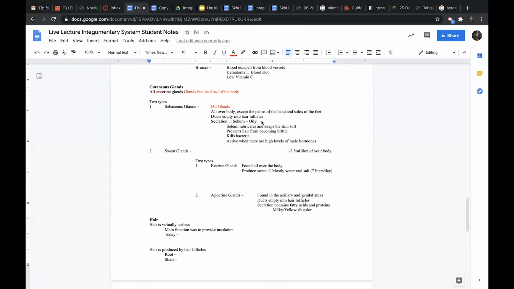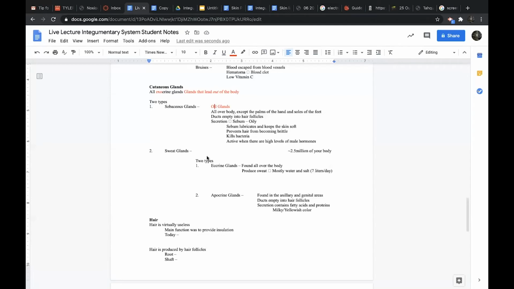But these oil glands, ducts, actually empty into hair follicles. So that's why you don't find them on the palms of your hand, because there's no hair on the palms of your hand. Okay? It secretes sebum. So sebum is the oily stuff. And here are some functions of sebum. It lubricates, keeps skin soft, prevents hair from becoming brittle, kills bacteria. It's active when there are high levels of male hormones, so it's testosterone.